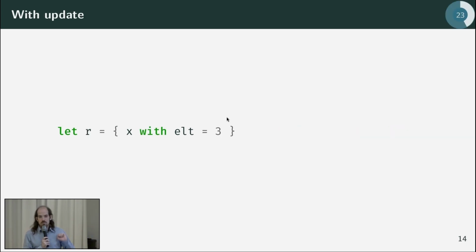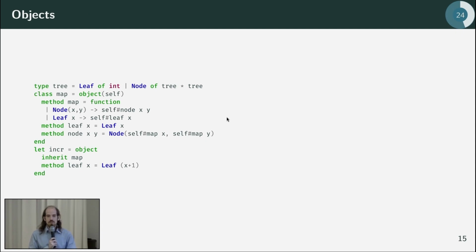There's also the with update, which gives you a way to add new fields without refactoring all your code, which is nice. So that was pretty uncontroversial. So let's go to more controversial topics. Objects, because yes, we have objects in OCaml, and we have classes also.